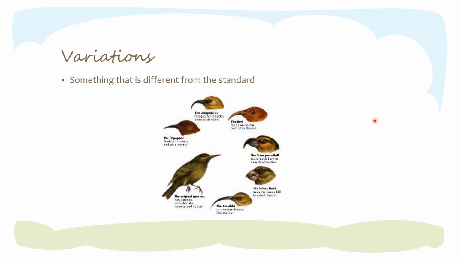Variations means something that is different from the standard. So that means there's different variations or different types. Like all of these birds have different types or variations of beaks. This is something that is different in each one of them.